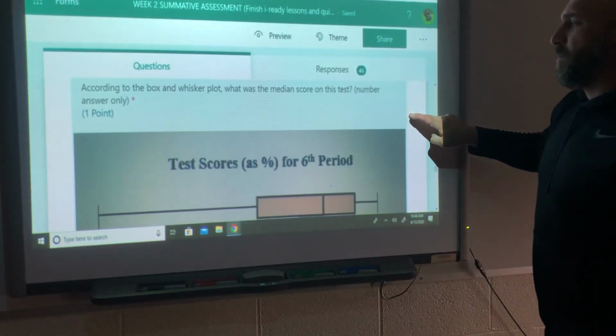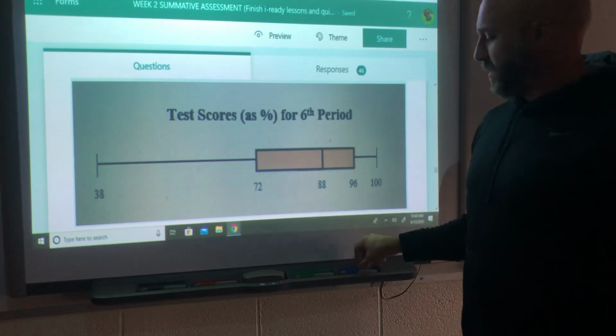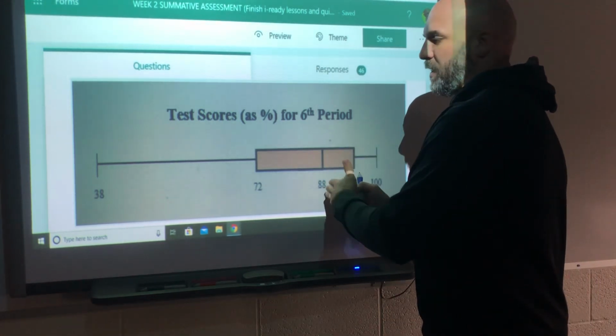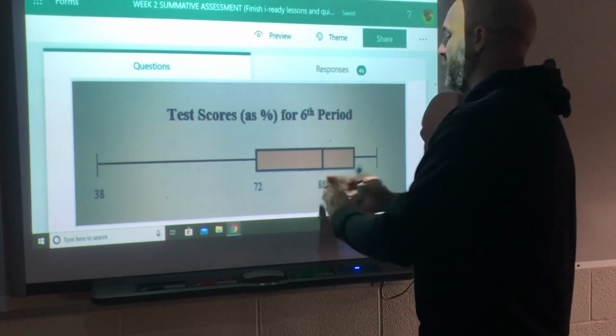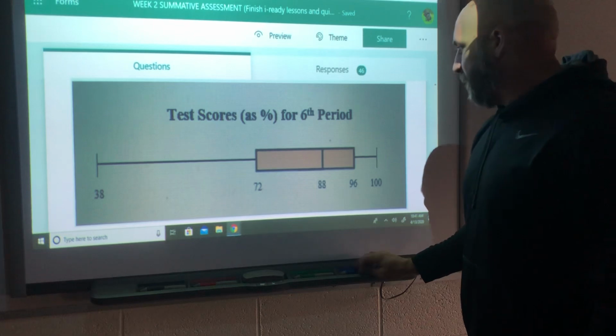Number 10, what was the median score on the test? Just talked about that earlier. The median was the middle score out of all the values. Let's say there were 30 students, and 88 is in the middle, so 15 students scored below an 88, 15 students scored above an 88. So 88 is your median.